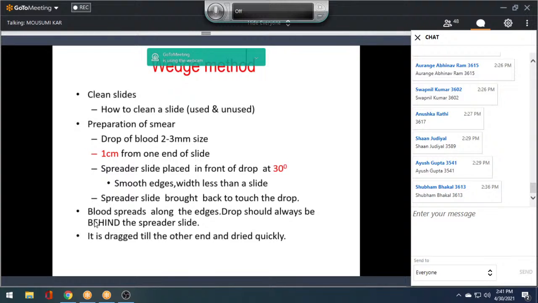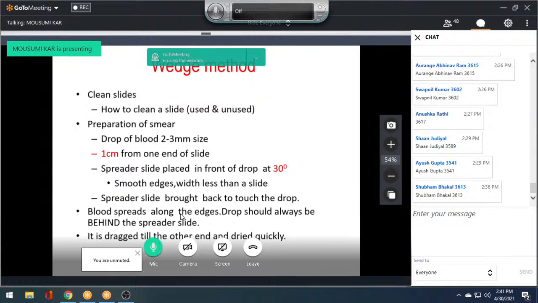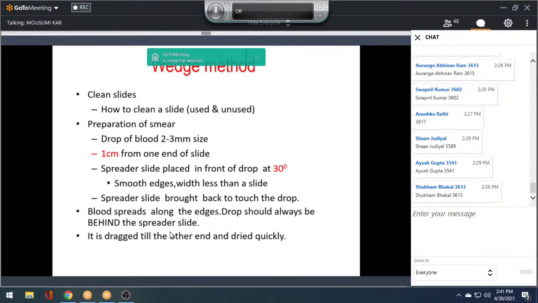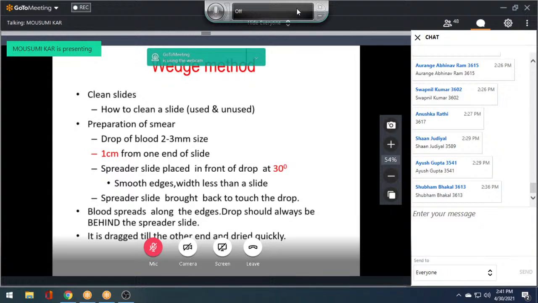Just guess, no, why 1 centimeter will be left? For labeling, no? Very good. For labeling. Okay, you need to write the UHID or slide number, the patient's name. So that part is left for labeling. So you place the drop on one slide. So you need 2 slides.